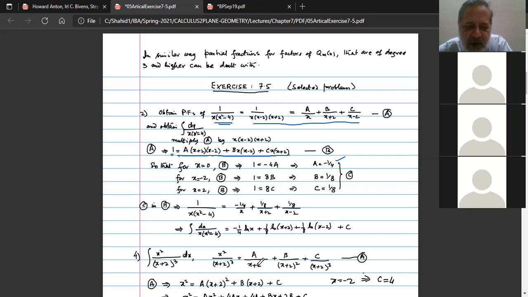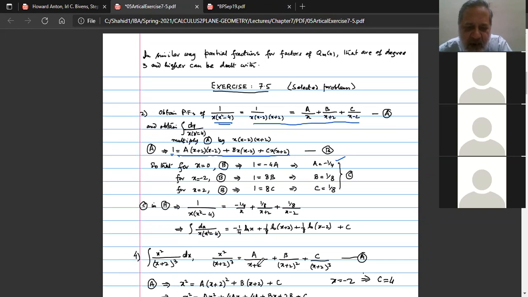And finally, if I choose x is equal to 2, this term will vanish. This term will become 0. And here, 2 into 2 plus 2, which is 8. So 1 is equal to 8c, and c has value 1 upon 8. And we get a upon x, yani minus 1 by 4 upon x, 1 by 8 upon x plus 2, 1 by 8 upon x minus 2.